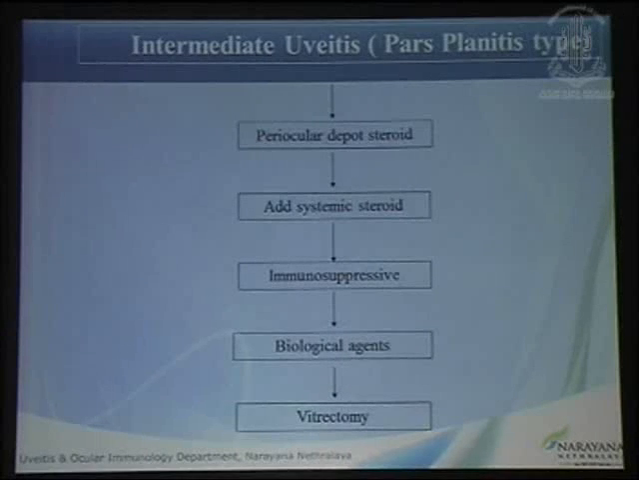So what we commonly follow in our practice is: you see a patient, you treat them with periocular steroid injections. The second level is systemic steroids. The third step is immunosuppressive agents. The fourth step, now we have started using biologicals. Then the fifth one is a vitrectomy.